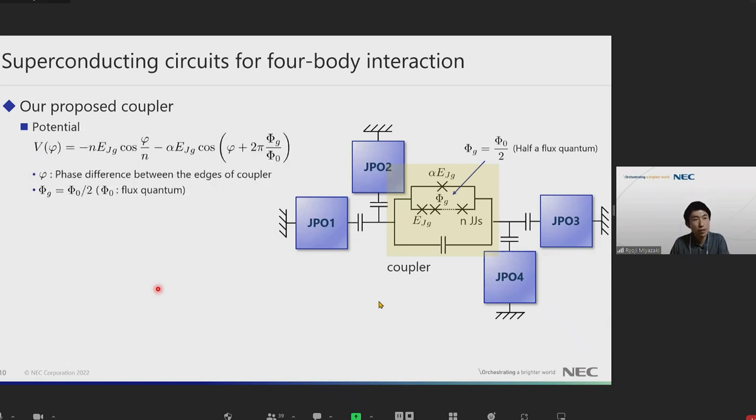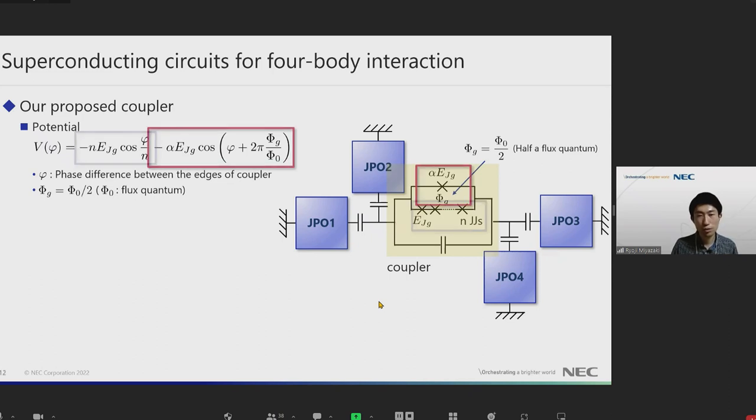And next, let me explain the potential of our proposed coupler, described by this function V of phi, where phi is the phase difference between the edges of the coupler, here and here, and phi G is a flux equal to a half flux quantum. The first term corresponds to this branch, the sum of the potentials of each single Josephson junction, and the phase is divided equally like this under some conditions. I did not explain the details of that. Anyway, this first term corresponds to this branch, and the second term, of course, corresponds to the other branch like this.